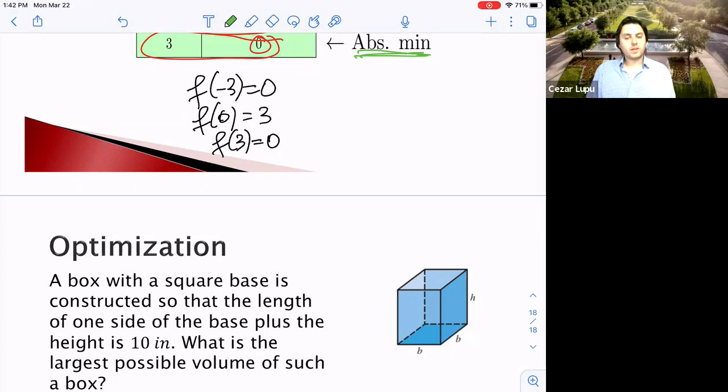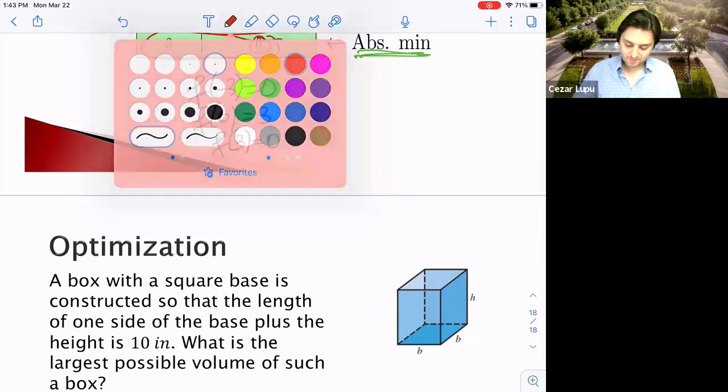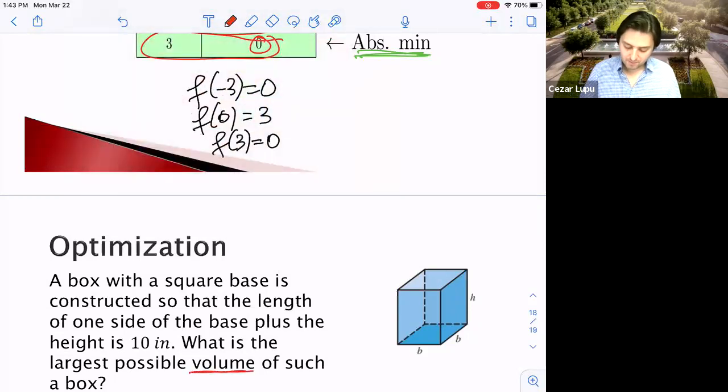So given that, we're wondering what is the largest possible volume of such a box. So you see, I'm wondering what the volume is. The volume of the box. So what is the volume of the box? So let's write it here.